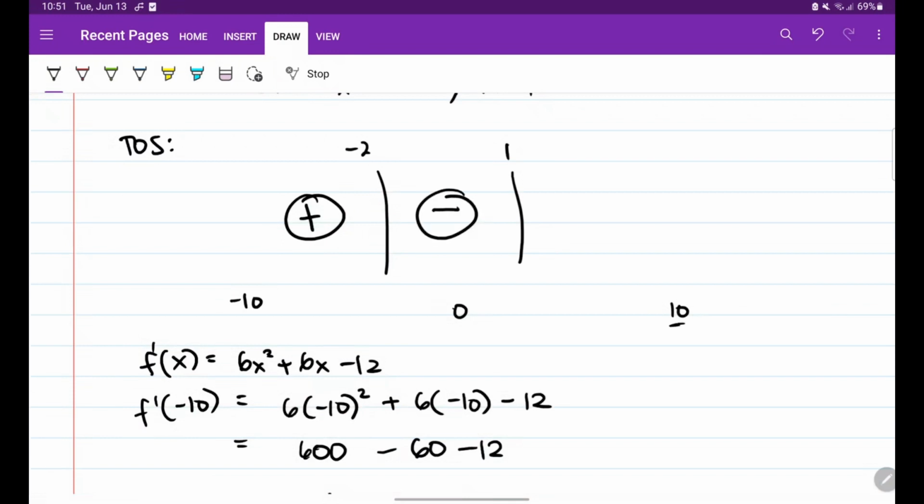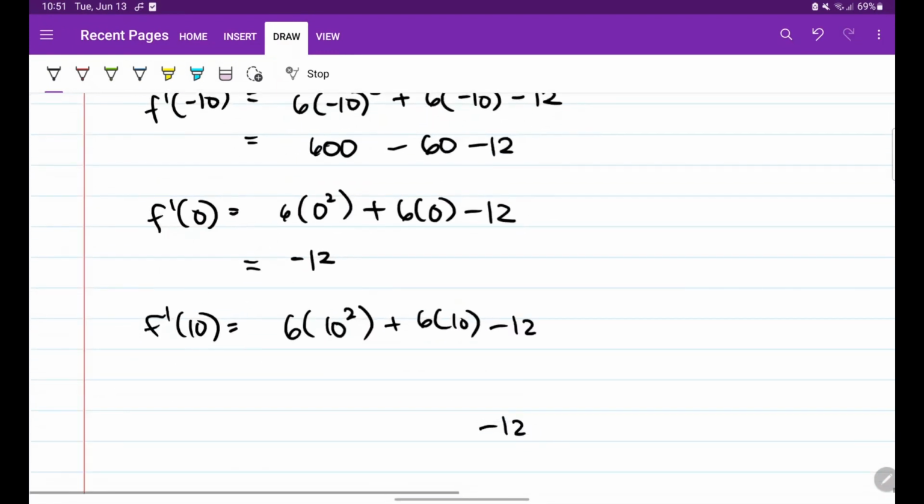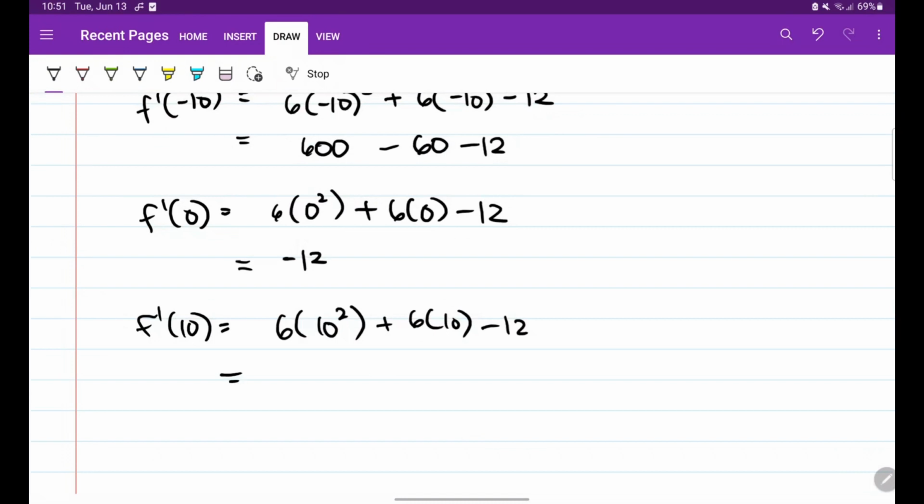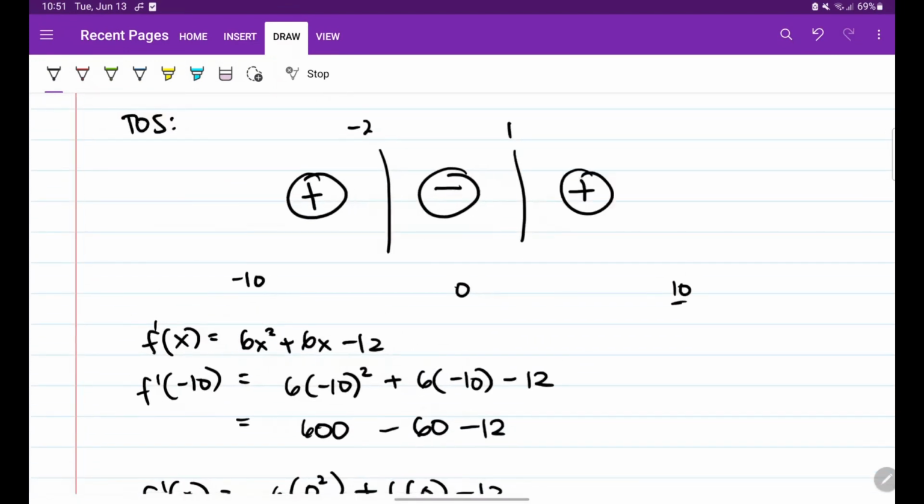And then kung positive 10 naman, so let's check. F prime of 10 is equal to 6 times 10 squared plus 6 times 10 minus 12, no? And this would become clearly positive, no? Kasi this is 600 plus 60 minus 12. So this is clearly positive, so we just put a plus here.